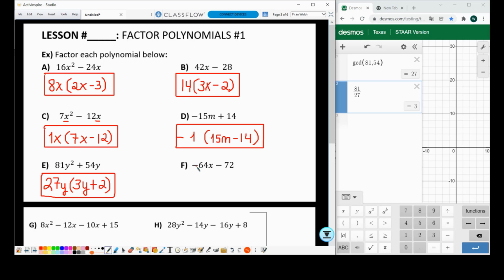Next problem, I noticed that I start with a negative, so I'm going to put a negative outside. And I'm going to look for the biggest number that goes in 64 and 72. So 64, comma, 72, that gives me positive 8. In this particular problem, I cannot factor out the x, so that means I just open parentheses and I perform the division. Negative 64 divided by negative 8 is positive 8x. And negative 72 divided by negative 8 is positive 9. And there we go.